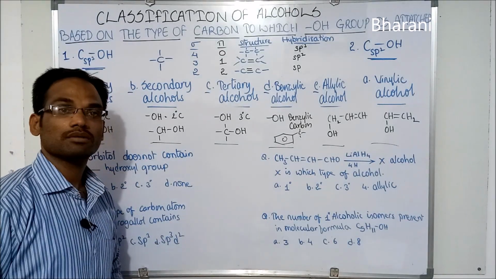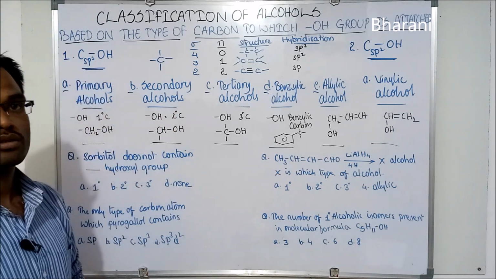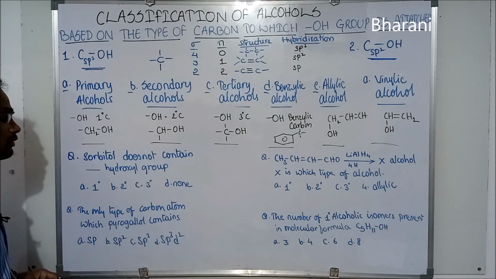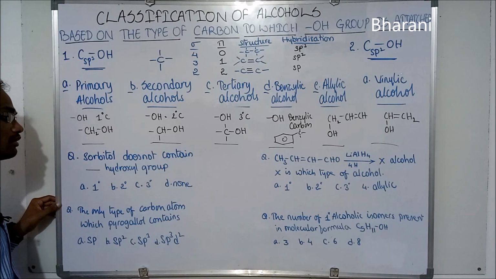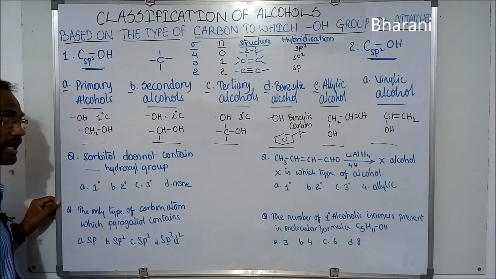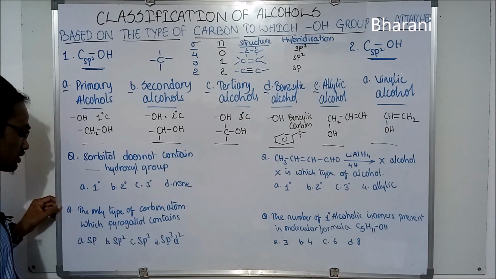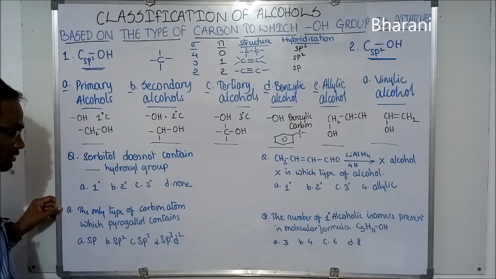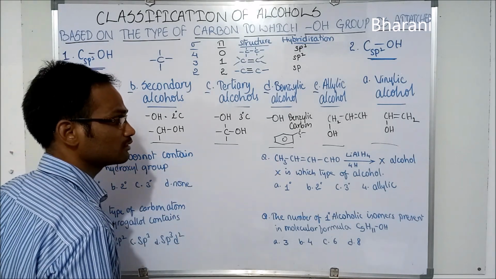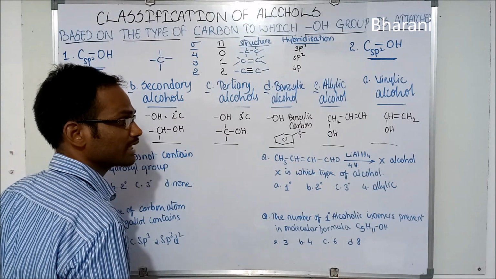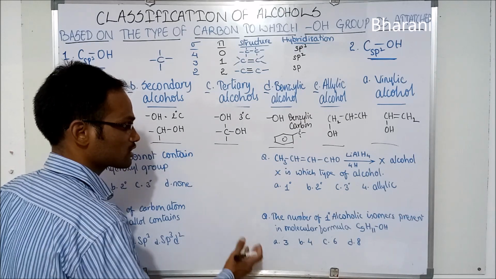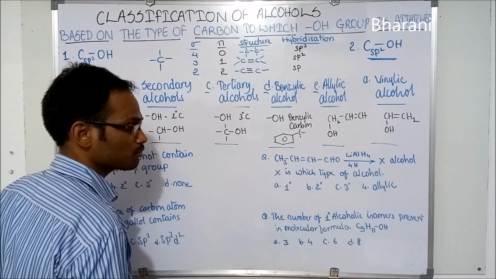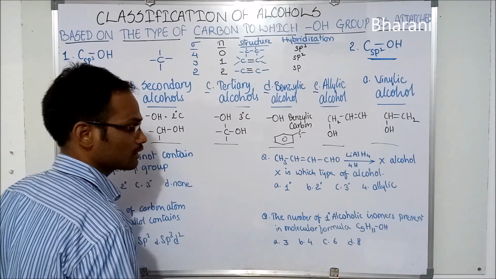Now let us solve some of the bits based on the classification of alcohols. First one: sorbitol does not contain dash hydroxyl group. One of the very important examples. The options are primary, secondary, tertiary and none. Second question: the only type of carbon atom which pyrogallol contains: sp, sp2, sp3 and sp3d2. Next, an unsaturated aldehyde which upon treating with lithium aluminum hydride gives X alcohol. What is the X alcohol? Whether it is a primary alcohol, secondary alcohol, tertiary alcohol or allylic alcohol. Next, the number of primary alcoholic isomers present in molecular formula C5H11OH. Let us solve all of this.